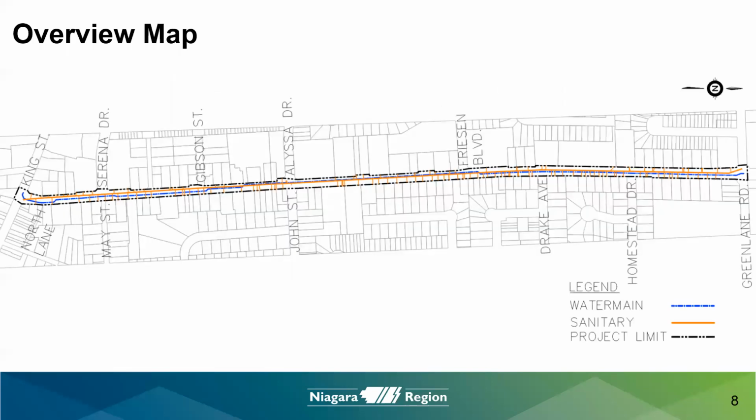Overview map. This slide provides an overview map of the site with the project boundary represented by the thick black dashed line. The work will take place within Ontario Street right-of-way limits between King Street and Green Lane. The blue line work represents the proposed 400 millimeter PVC water main, and the orange line work represents the sanitary sewer and service laterals replaced within the road right-of-way. The next 3 slides provide a closer look at the overview map.